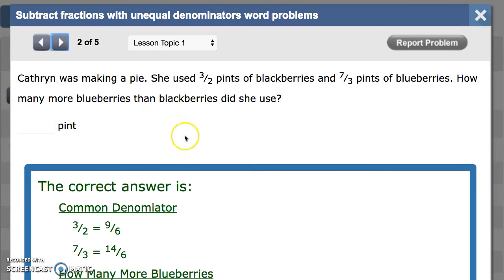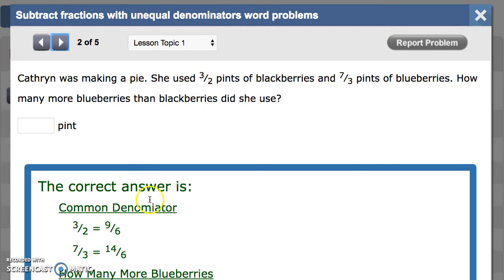Okay, for this one, we're talking about Catherine making a pie. She used 3/2 of pints of blackberries and 7/3 pints of blueberries. How many more blueberries than blackberries did she use? So notice that these fractions are improper fractions, but that's okay in this case. We're just going to leave them as improper fractions and do our subtraction.